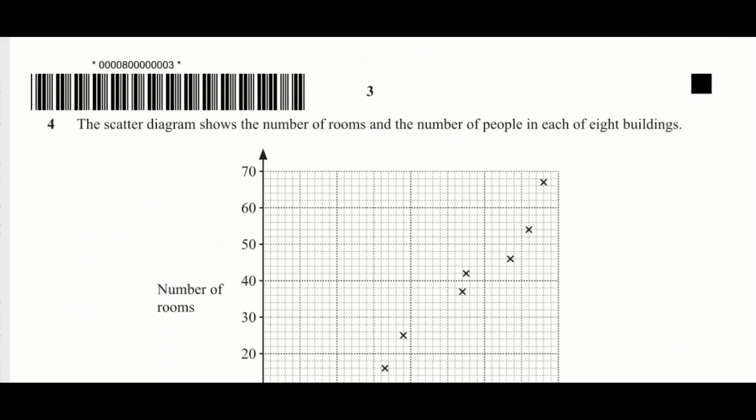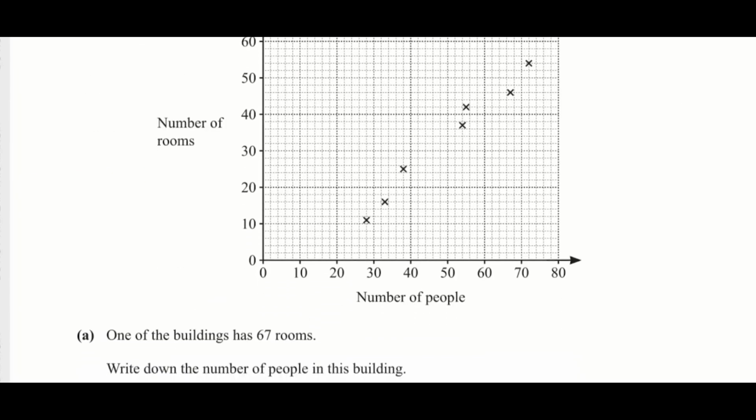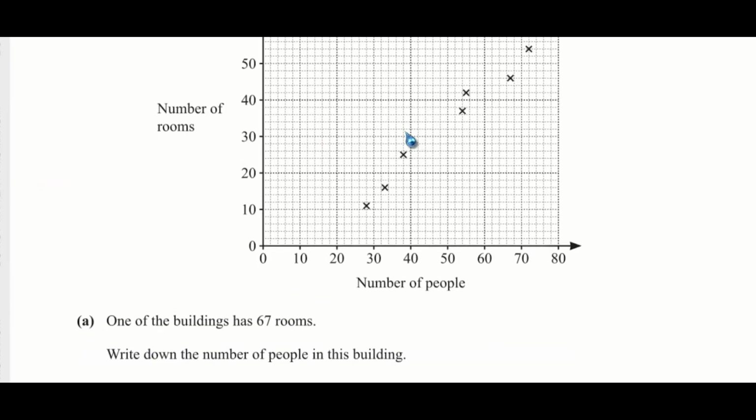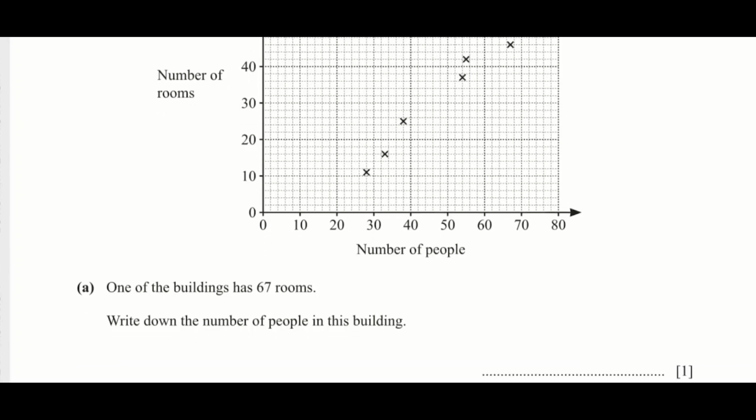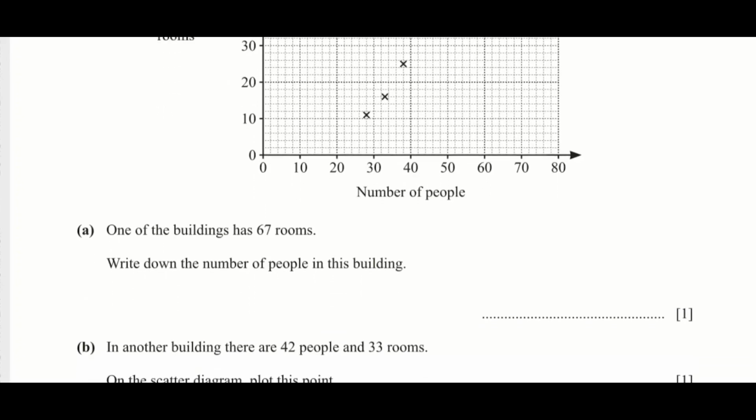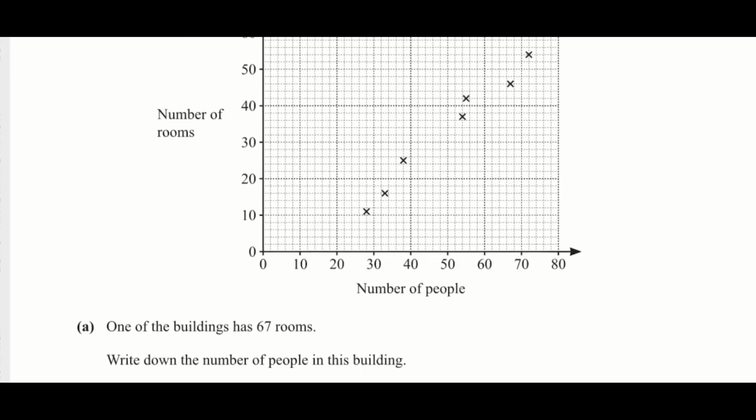That is question 4. The scatter diagram shows the number of rooms and the number of people in each of 8 buildings. You have the scatter diagram on the grid. One of the buildings has 67 rooms. Write down the number of people in this building.